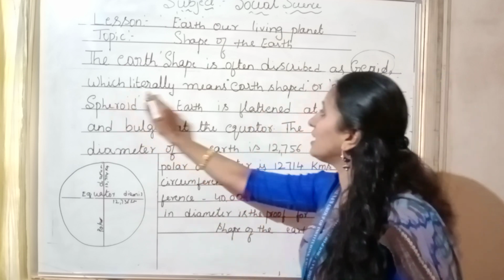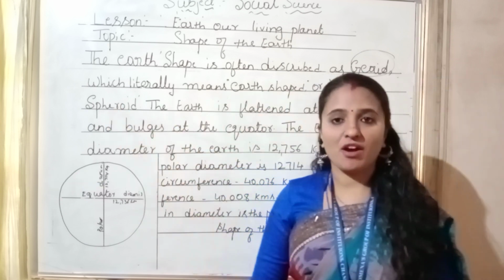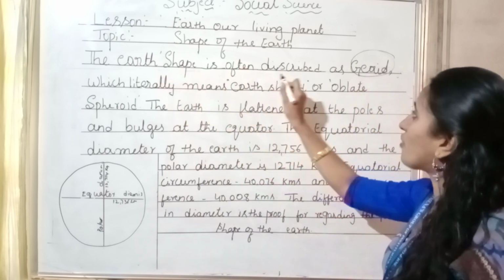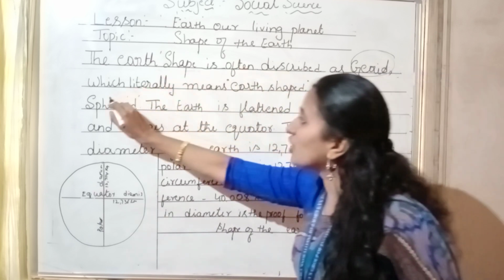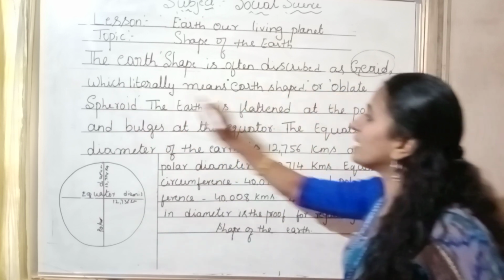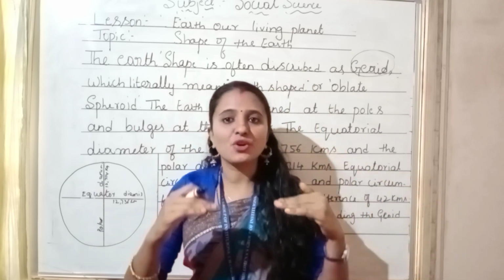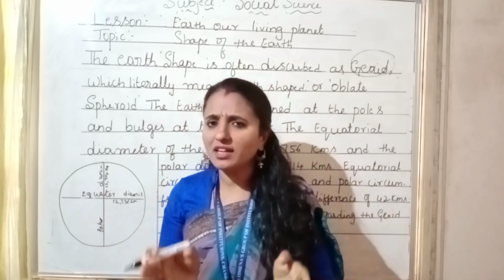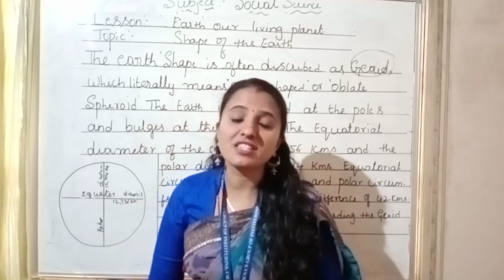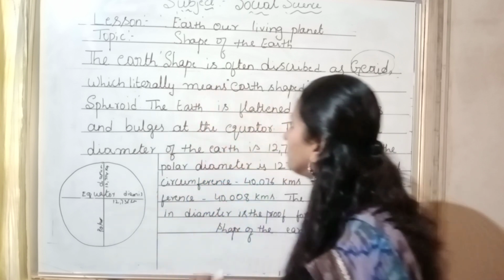It literally means earth-shaped, or oblate spheroid. So the Earth's shape is often described as a geoid, which literally means earth-shaped or oblate spheroid. Commonly, when we observe the Earth it looks flat, but the Earth's shape is not flat. It is a geoid shape. How is it a geoid shape? Let us learn one by one.